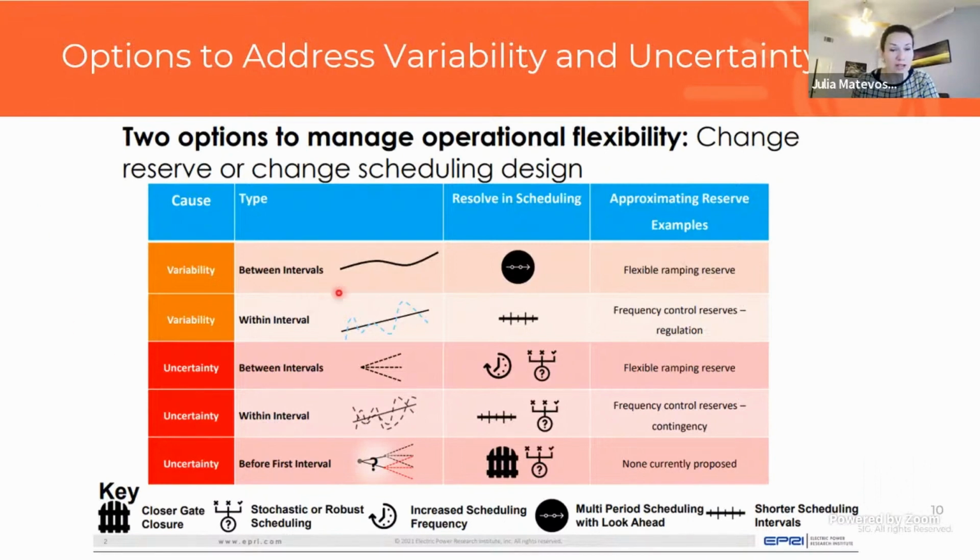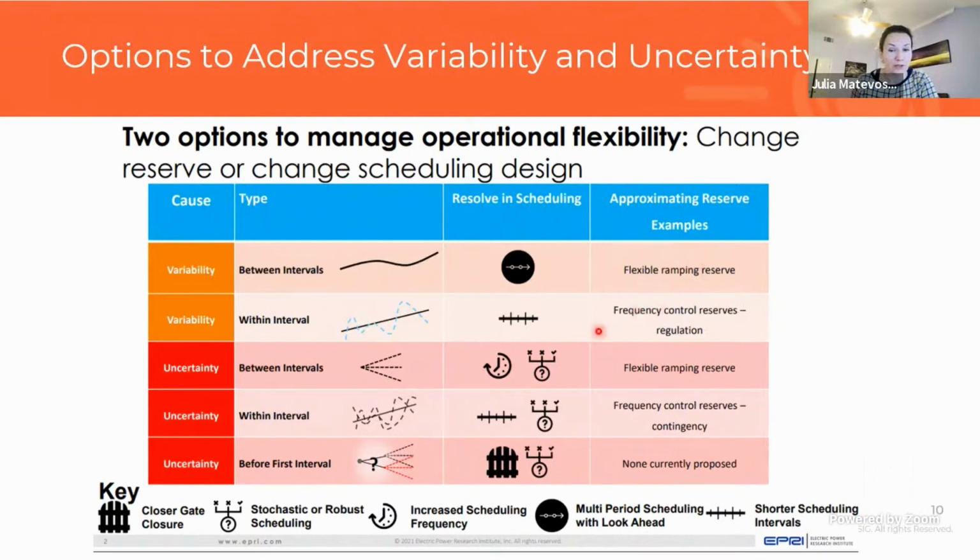And so if you look at different types of variability first, if you have variability between intervals, that's kind of longer term variability between different scheduling intervals. As I mentioned, in the market framework, multi-period scheduling with look ahead can help, because if you can look ahead and see that you have this variability coming, you can position your remaining generation to address this variability and uncertainty. Or you can do it with flexible ramping reserve. So you reserve a certain amount of capacity to address this variability, and you can address it that way.